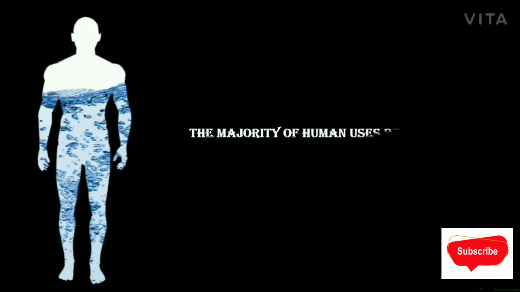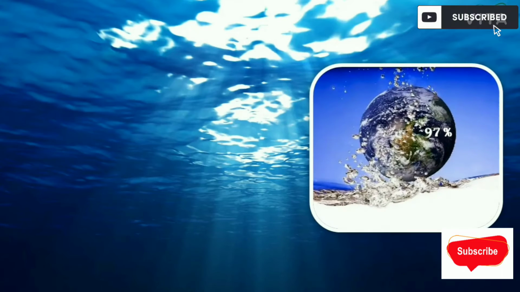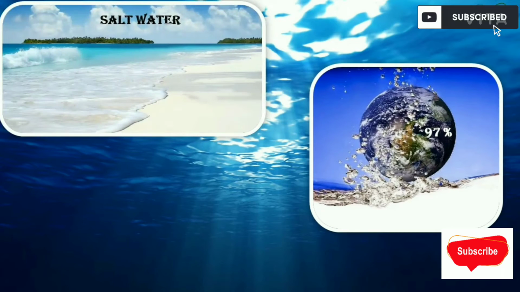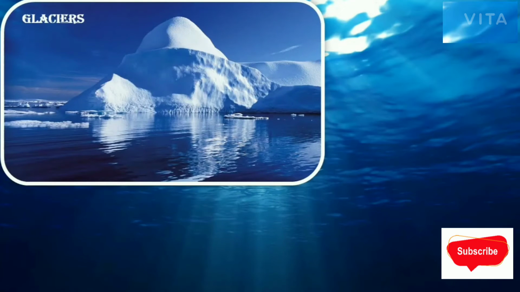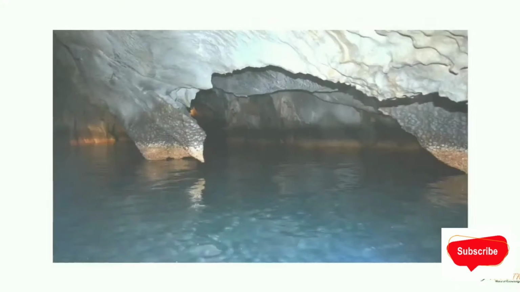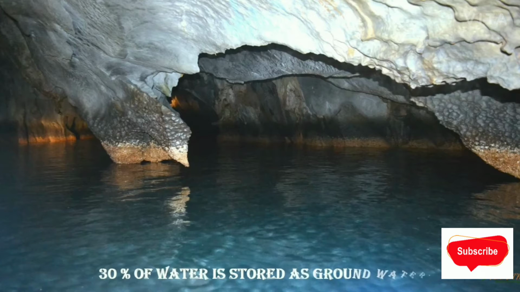The majority of human uses require fresh water. 97% of water on earth is salt water. Only 2.5% of the total water on the earth exists as fresh water. Around 70% of fresh water is frozen in glaciers and ice sheets. Only 30% of water is stored as groundwater.